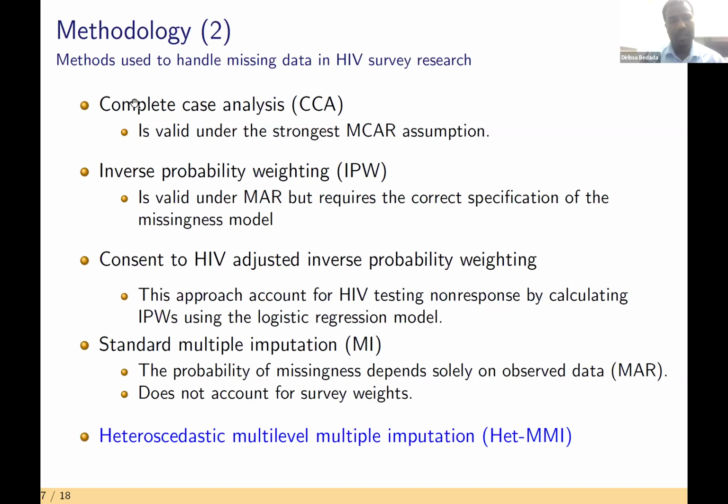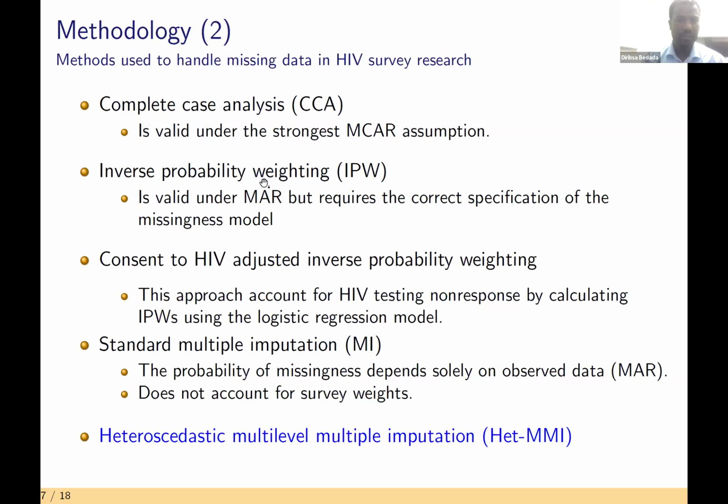Okay, so there are different approaches to handle missing data in HIV studies. The first 4 are the most commonly used methods, even in some other settings. Complete case analysis, where we only use complete cases in order to estimate the parameter of interest. This is valid under the strongest missing completely at random assumption.